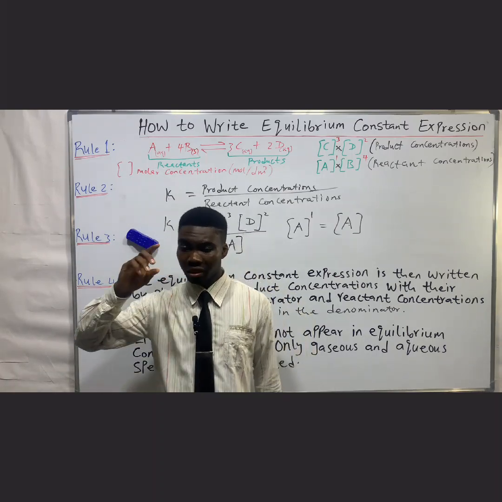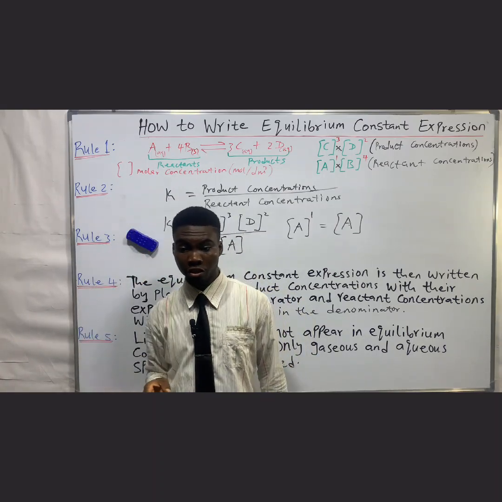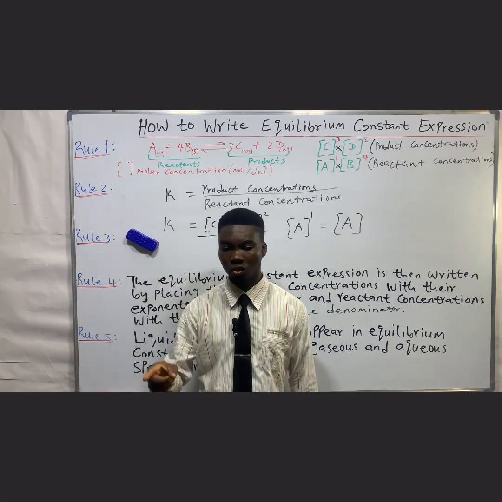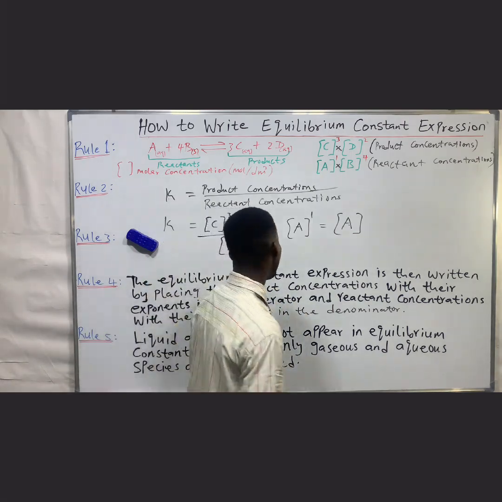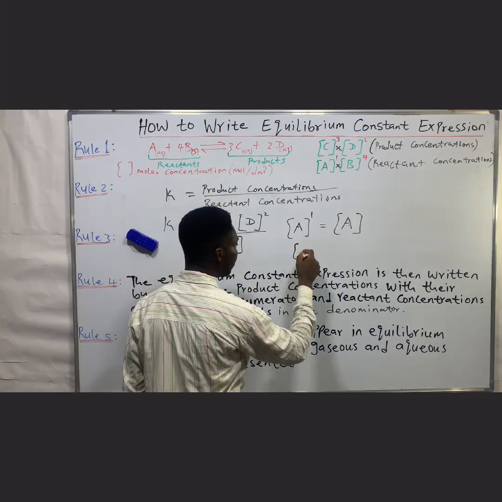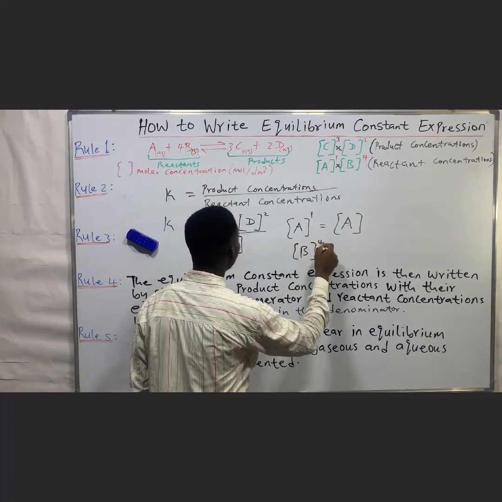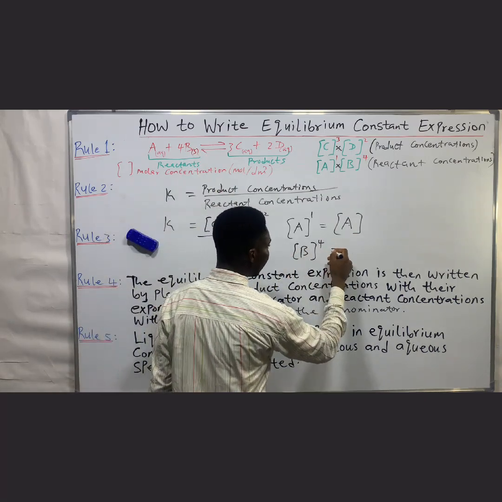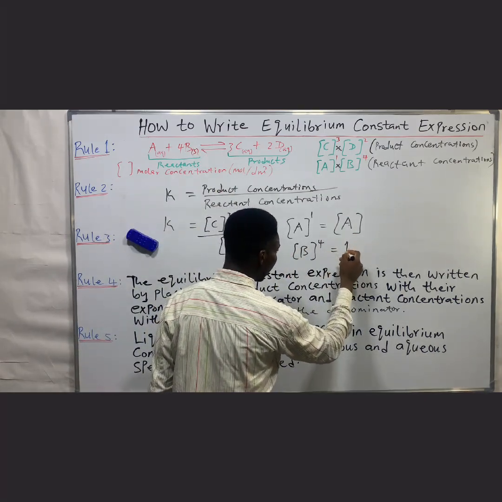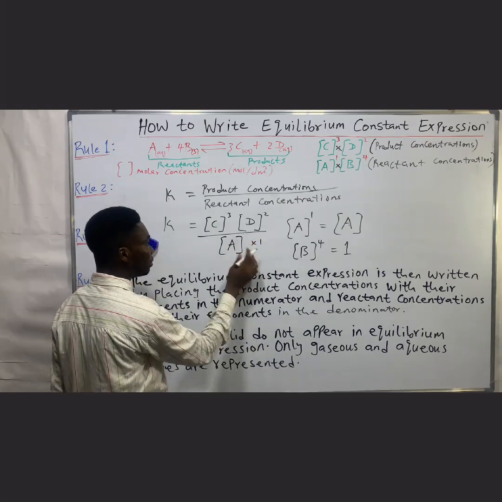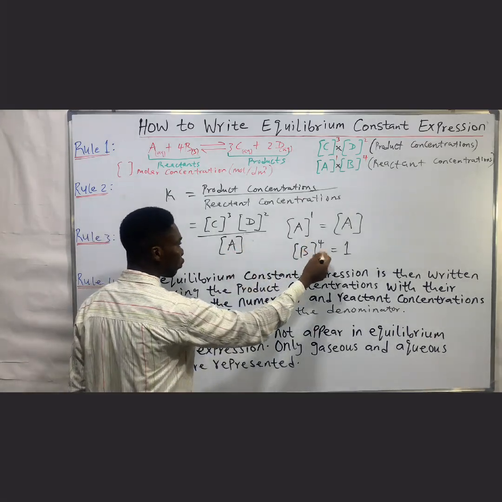Hence, the concentration is usually taken as 1, unity. Imagine B is a solid. This B here, which used to be like this, now we take it to be 1. If we put this times 1, it's still going to be this. So we take the whole of this as 1.